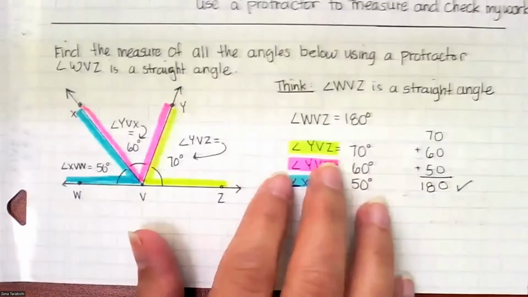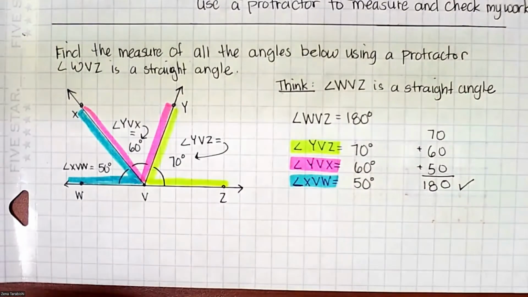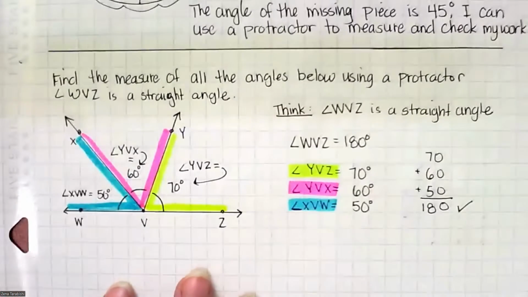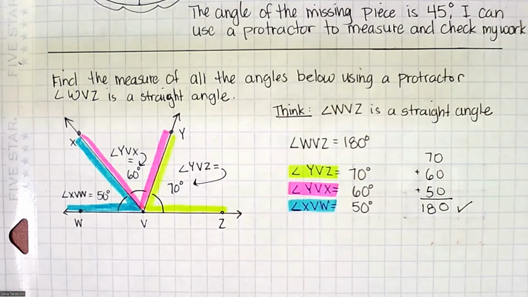Okay, let's take a look at another example here. It says find the measure of all of the angles below using a protractor. So I'm going to measure these different angles using a protractor and figure out what my total is. I know that the angle WVZ is 180 degrees. So I know that all of these together are going to equal 180 degrees altogether.